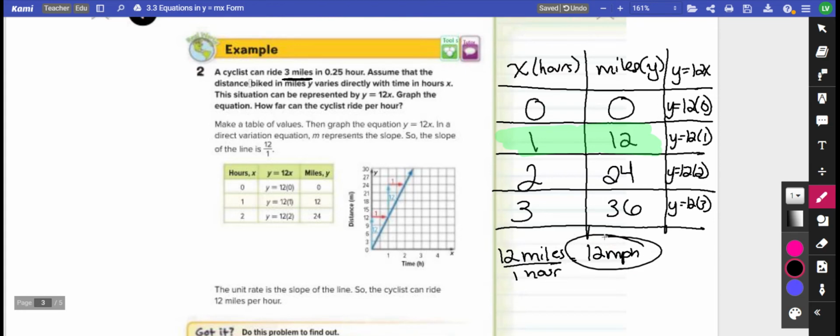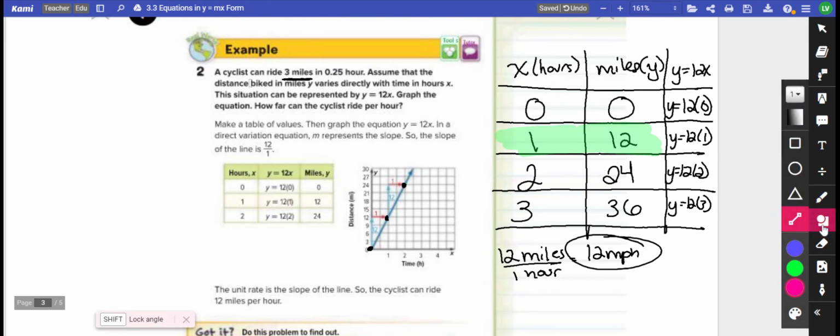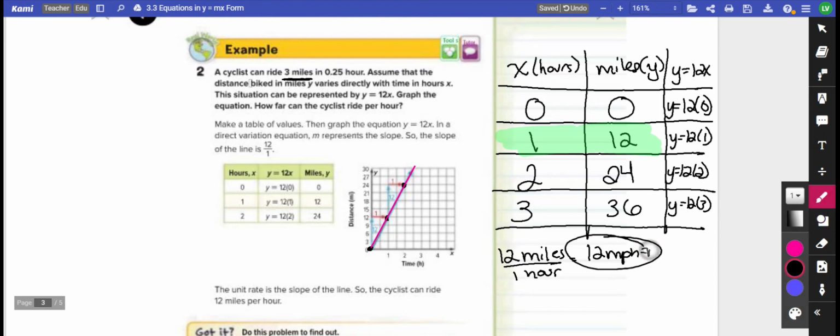So we can graph these at (0, 0), (1, 12), (2, 24). If your graph was big enough, you would also do (3, 36). And then you can connect these points. So the unit rate is the slope of the line. So the cyclist can ride 12 miles per hour. So again, this represents your slope.